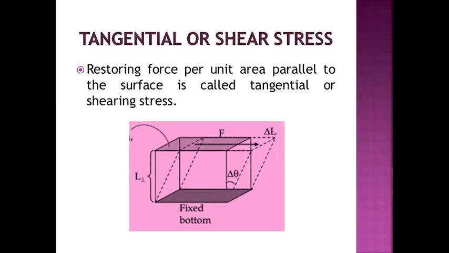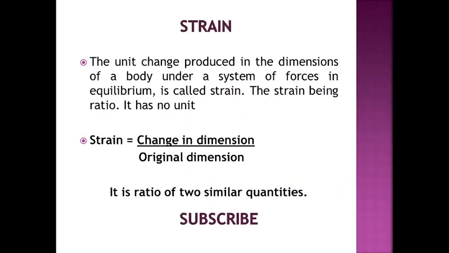Then what is shear stress or tangential stress? The restoring force per unit area parallel to the surface is called tangential or shearing stress. Here the force is parallel to the surface, so there is a change in shape of the object by changing its angle. So this is called shear stress. Once we understand stress, we can understand strain.